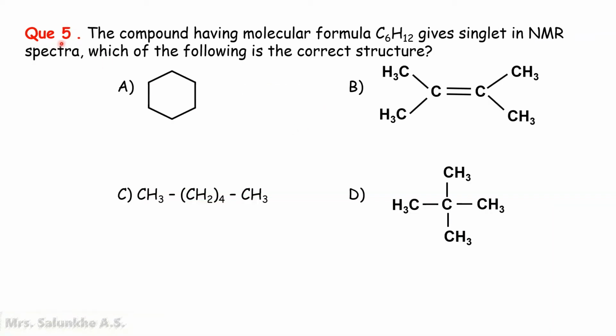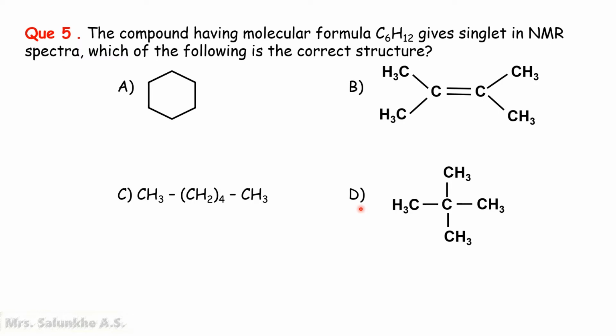Then question number 5. The compound having molecular formula C6H12 gives a singlet in NMR spectra. Which of the following is the correct structure of the compound? This is option A, this is option B, this is option C, and this is option D.